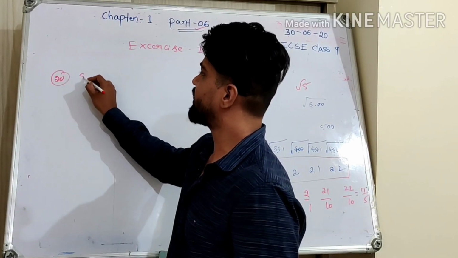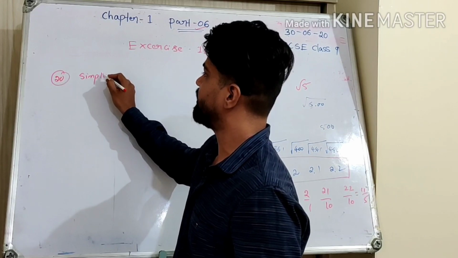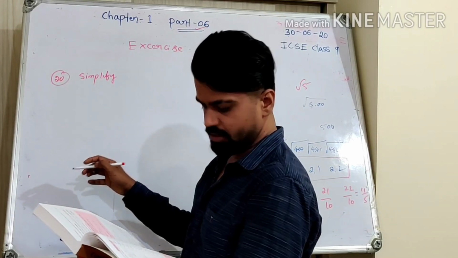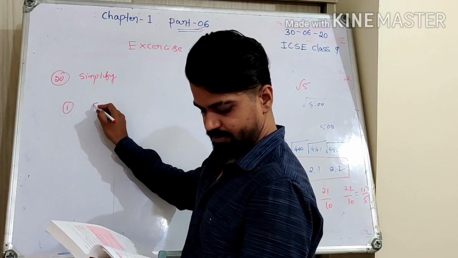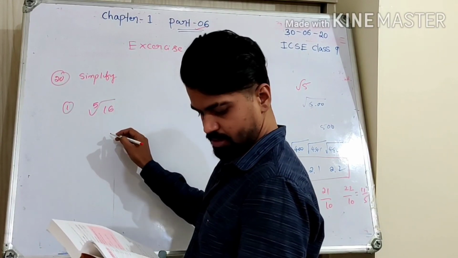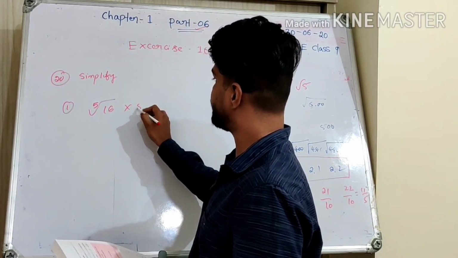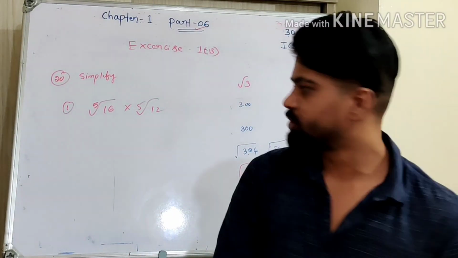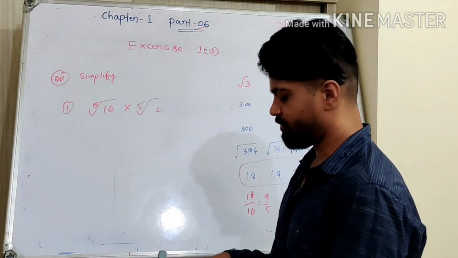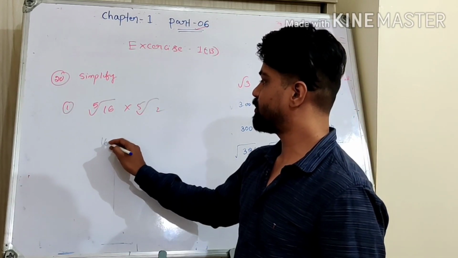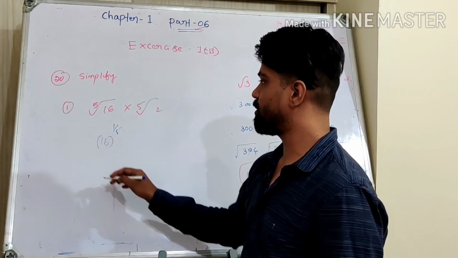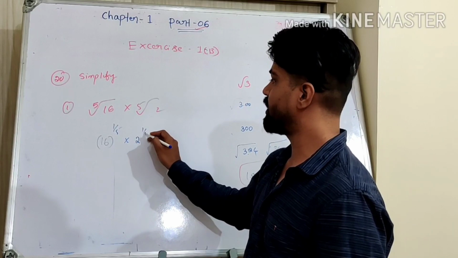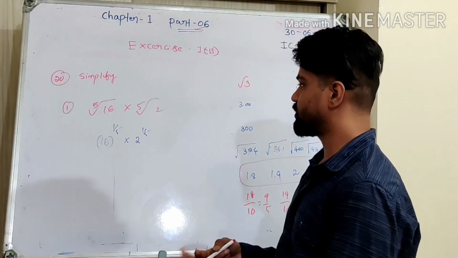Okay. Simplification. They're asking us to simplify the following. First example, first question: 5th root of 16 into 5th root of 2. It's not 12, it is 2. So we have to first write it in exponential form, 16 power 1 by 5 into 2 power 1 by 5, and we have to use this rule.